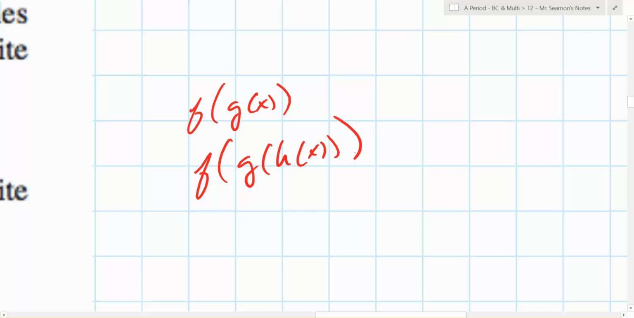You could have f of g of x. You could have f of g of h of x, right? But not only can these be single variable functions, they could be multivariable functions. Like g could be a function of x and y. x could be a function of u and v. u and v could both be functions of t. Is there any limit to how many times you can compose a function inside another function? No, there isn't.